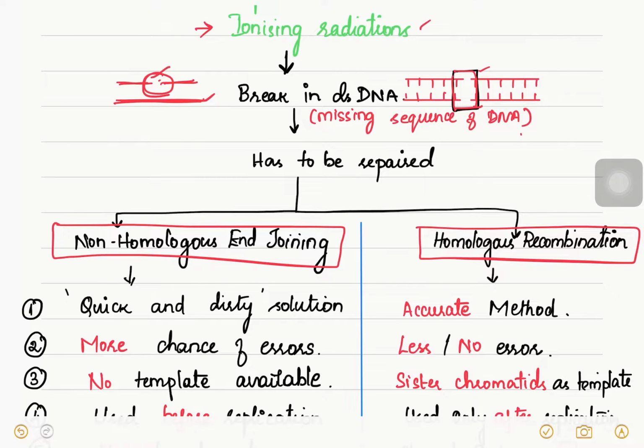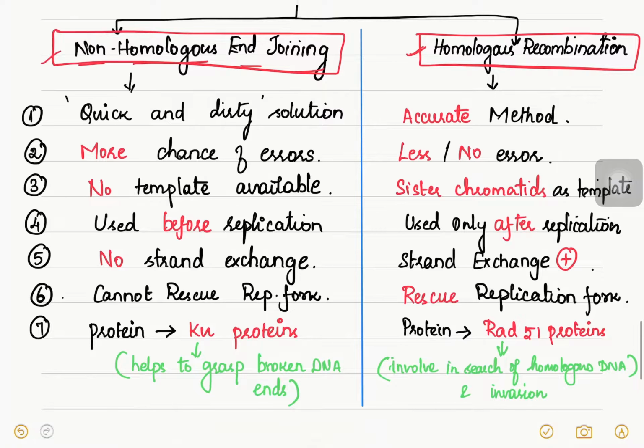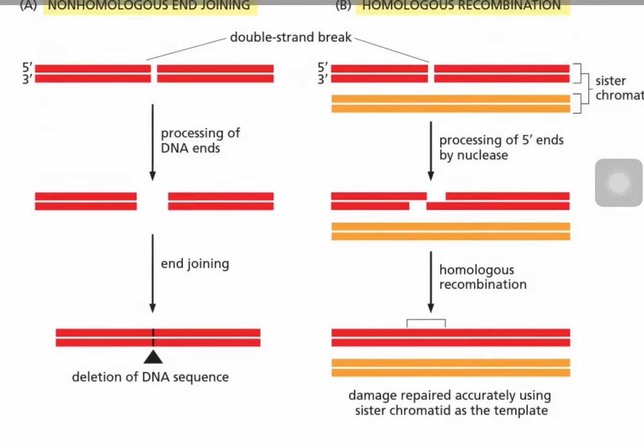For this we have two types of repairing mechanism. One is non-homologous end joining, the other is homologous recombination. As the name itself says, non-homologous end joining is nothing but both the ends of the broken site getting joined together, just as if they will ligate. Whereas in homologous recombination, it is going to produce a new strand. Before going to the difference, we will see them one by one.